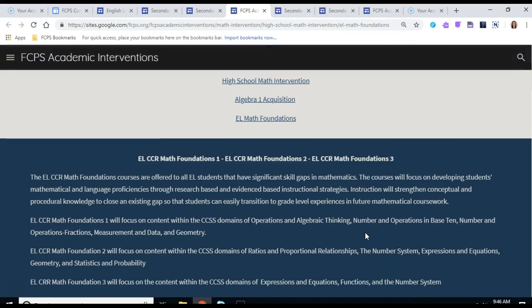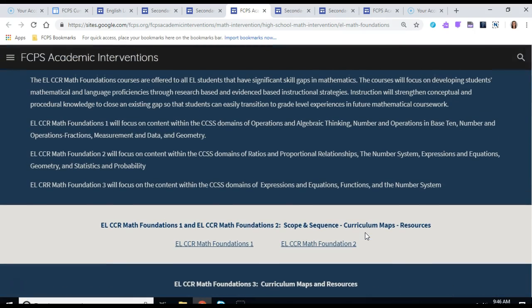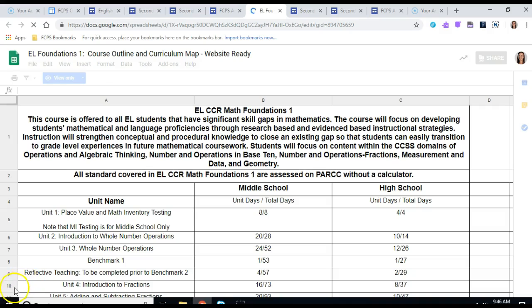I'm going to show you today some additional places you can go on Curriculum Now to get resources to differentiate and scaffold for EL students who are still continuing to struggle in Math Foundations courses. I'm going to use ELMF Foundations 1 as an example.